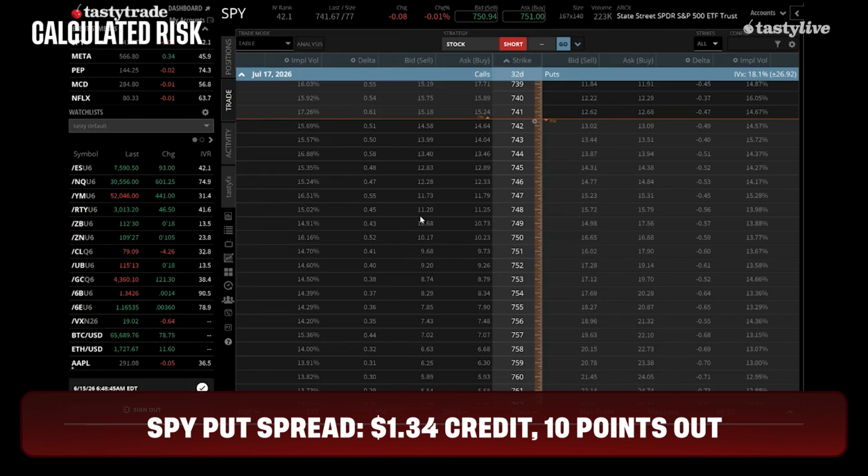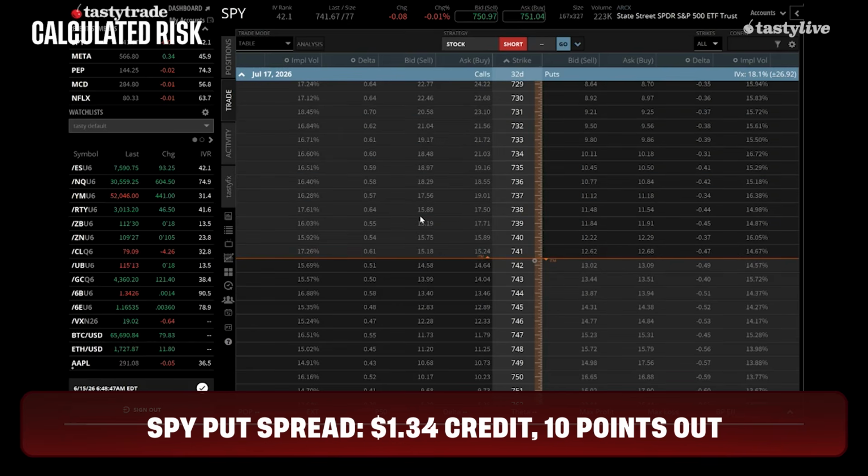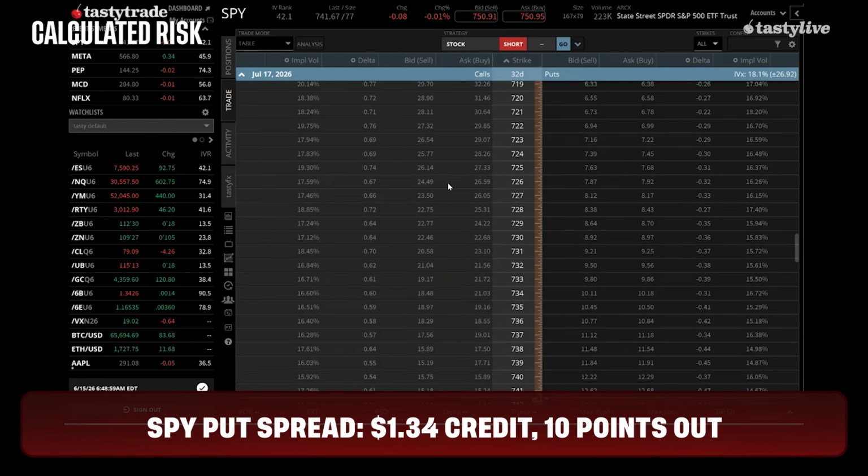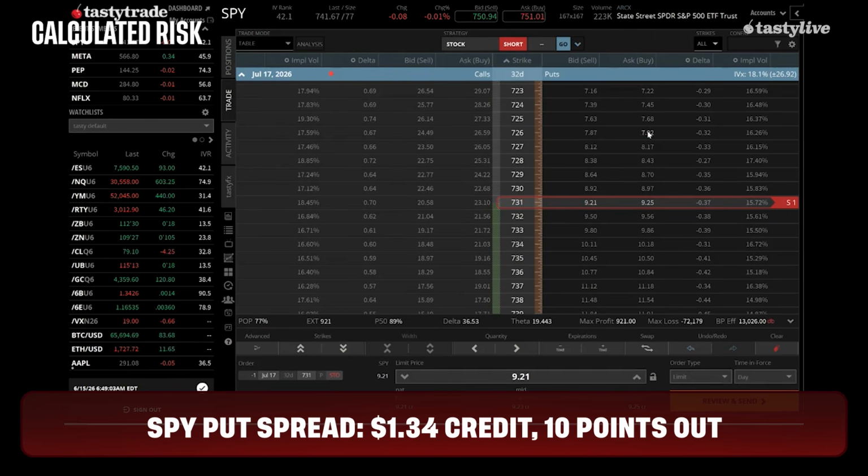And so when I'm measuring volatility skew, it's pretty simple to measure. Right now, I'm not going to use the current price of SPY because the option chain is reflecting the closing price from Friday. And so let me go like 10 or 11 points out of the money on the put spread side. So I would sell maybe a 731 put and then buy a 726 put. And you can see right here that my credit collected is going to be about $1.34.